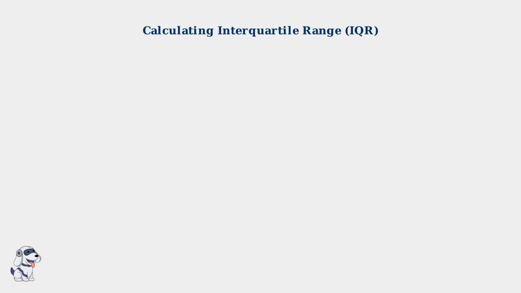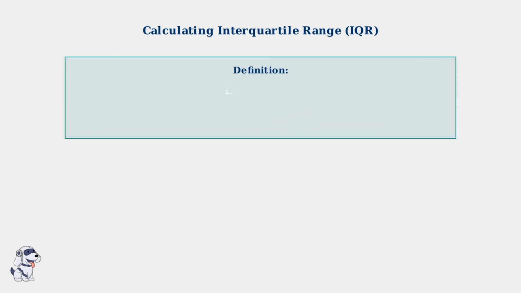The interquartile range, or IQR, is a crucial measure of variability that focuses on the spread of the middle 50% of our data. The IQR is defined as the difference between the third quartile, Q3, and the first quartile, Q1. This simple formula gives us the range that contains the middle 50% of our data values.